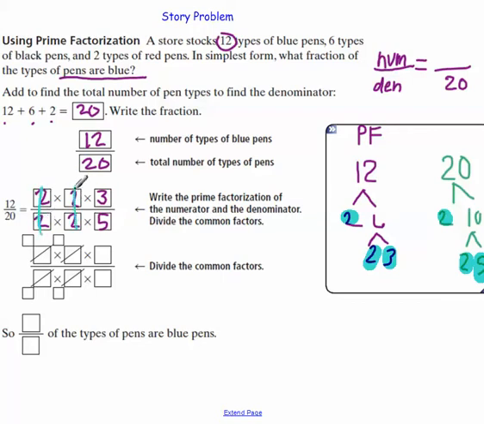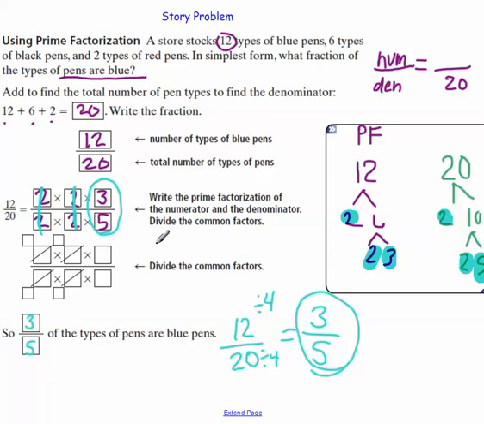Now I'm looking to see which ones cancel. Well, those cancel. So now I'm left with 3/5. So 3/5 is my answer. Let's see if we did that by using the greatest common factor, would we get the same answer? We start with 12/20. The greatest common factor between 12 and 20 is, good job, way to listen, 4. So if I divide each one by 4, 12 divided by 4 is 3, 20 divided by 4 is 5, I end up with 3/5.